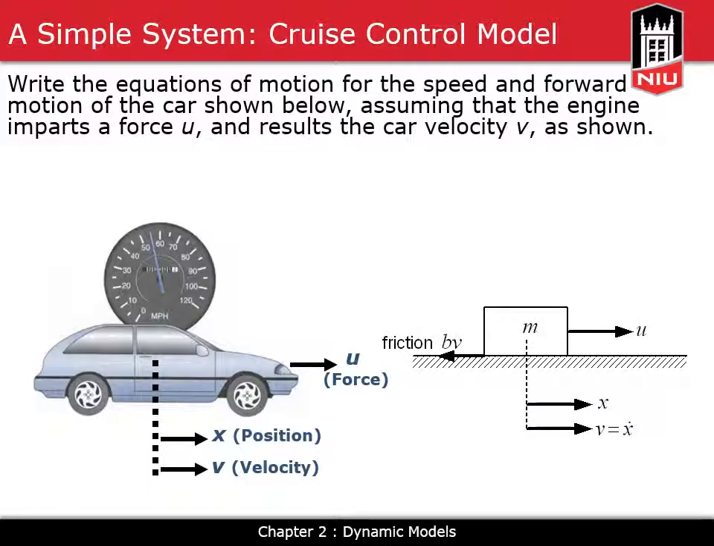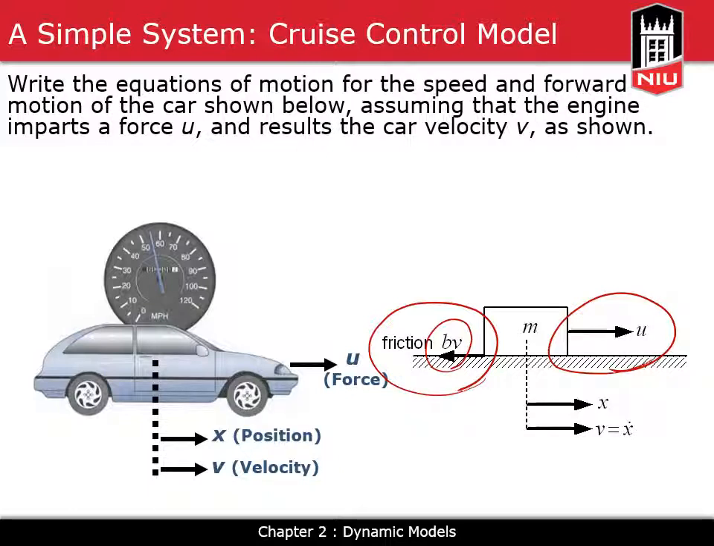We can also model that by the diagram you see on the right. In that diagram, you see m, the mass m is representing the car. U is the force that is applied to the car and pulling that to the right. There is a friction force which is applied in the opposite direction. You know, friction is the friction constant times the velocity. So B times v is the friction force. The displacement of the mass is x and the velocity is v, and you know that v is equal to derivative of displacement, so we can write v as x dot.